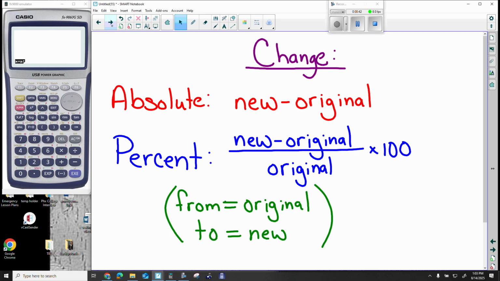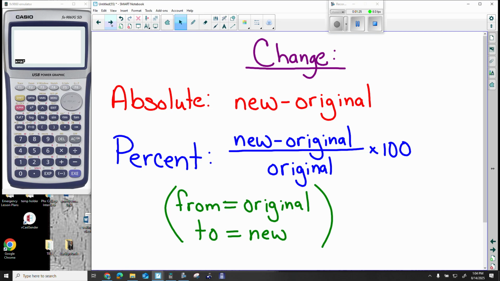Okay, two different types of change. Absolute change will give you the physical number of difference that happens. So for instance, if there were originally 30 people in the class, and then it turned into 35 people in the class, the absolute change would be 5 people. It went up 5 people. So an absolute change gives you the actual number of whatever you're talking about. It went up 5 people. It went down $3. Something like that.